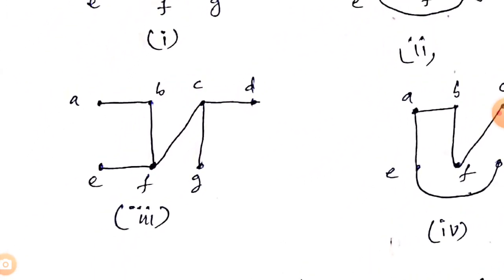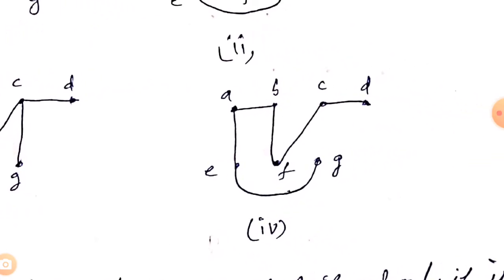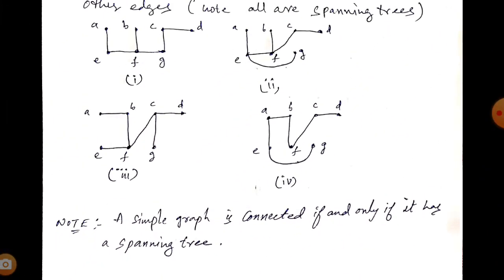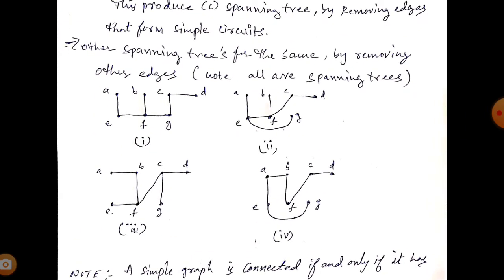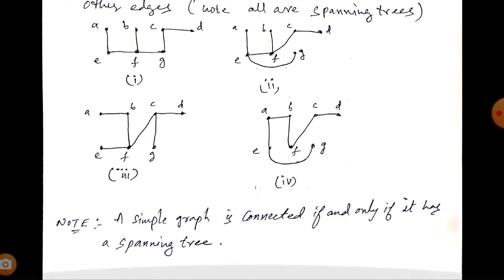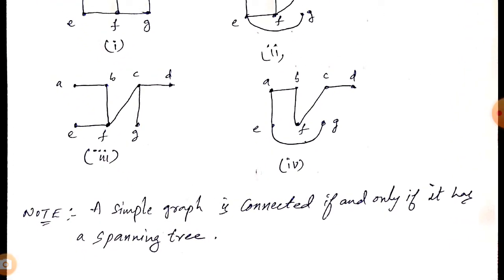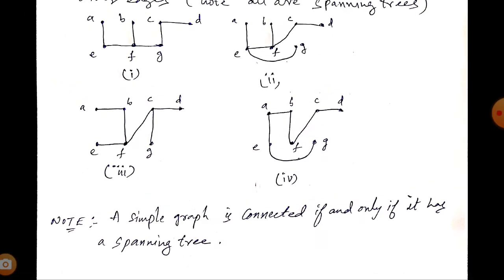Like this, the third is also a spanning tree, and the fourth one is also a spanning tree. We are removing some other edges, and like this we can produce spanning trees. So we can produce many spanning trees for the same graph. That is the important thing. A simple graph G is connected if and only if it has a spanning tree.